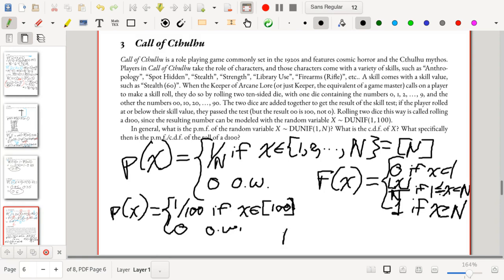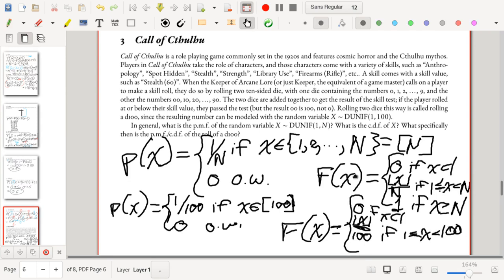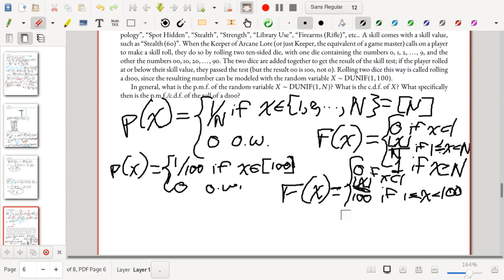So for this particular problem, the CDF will be 0 if x is less than 1, the rounded down value of x divided by 100, if 1 is less than or equal to x, which is less than 100, and finally, it could be 1 if x is greater than or equal to 100.